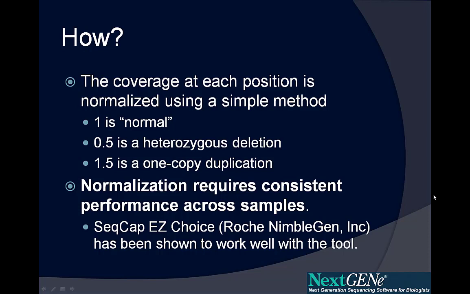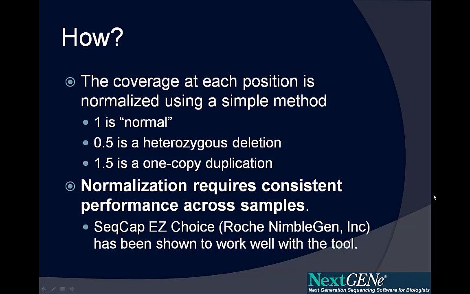This is performed by using a very simple normalization method, and the result of this normalization is that we have samples with no CNV changes having a coverage of approximately 1. Heterozygous deletion would result in a normalized coverage of about 0.5, and a 1-copy duplication would result in a normalized coverage value of about 1.5. And of course, higher or lower values may indicate a homozygous deletion or multiple copy duplications.